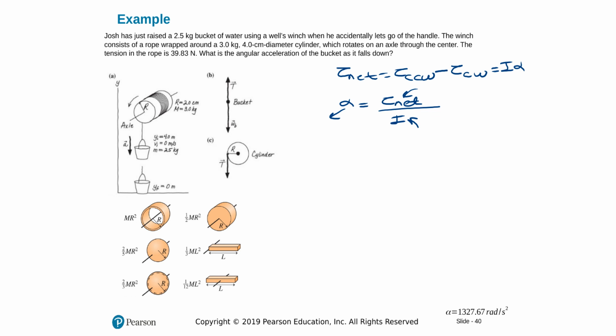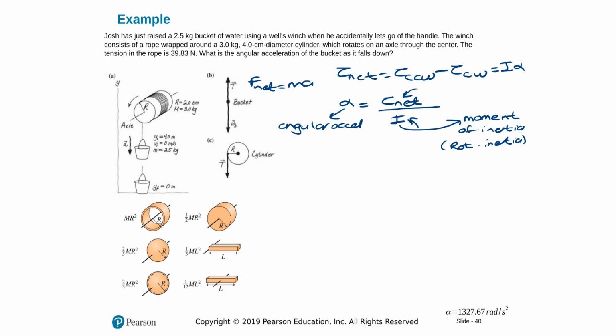Again, alpha is the angular acceleration, and I is the moment of inertia or rotational inertia, also called rotational inertia. This equation again looks like F net is equal to ma. Instead of a linear acceleration, we have now angular acceleration. Accelerations are related. Instead of a mass, now we have inertia.